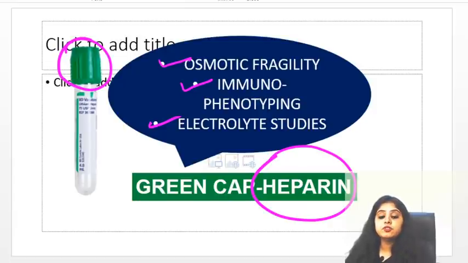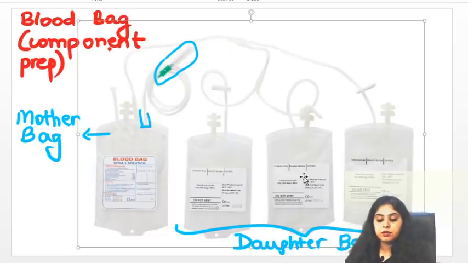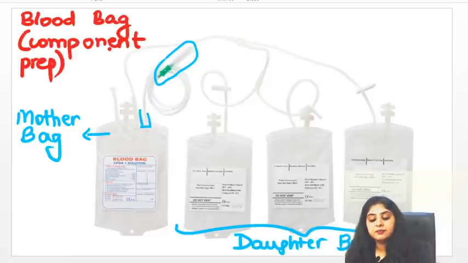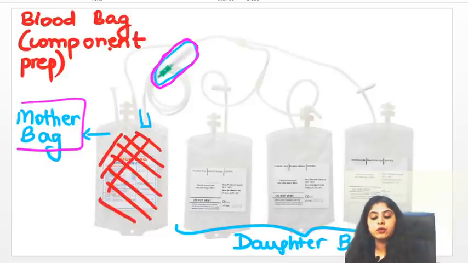The next set of images, we have to do blood banking bags. So number one in front of you. Can you see this? Can you see you have these 4 bags? The bag which has the needle attached to it is called the mother bag, because this is the bag in which you have taken the blood donation. This is the bag in which you have collected the blood from the donor.